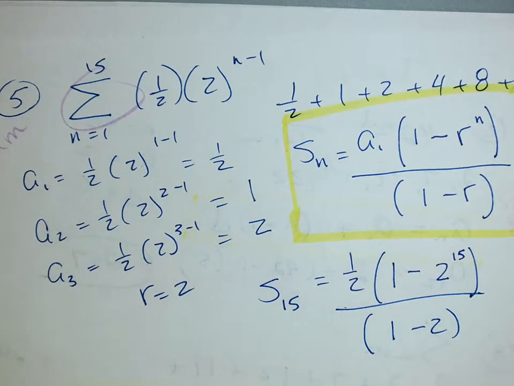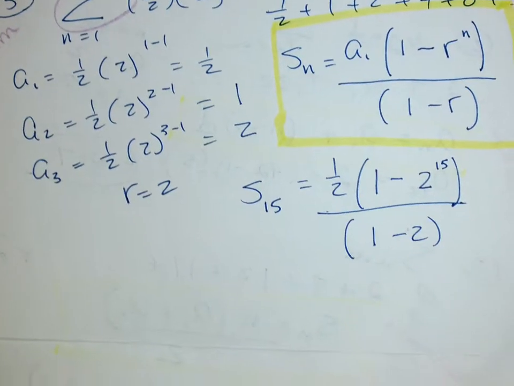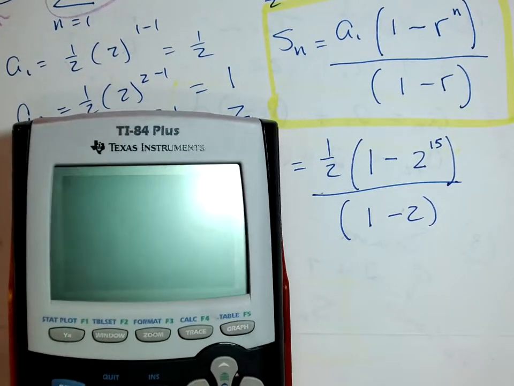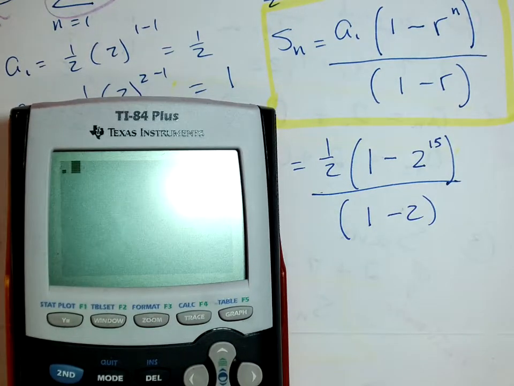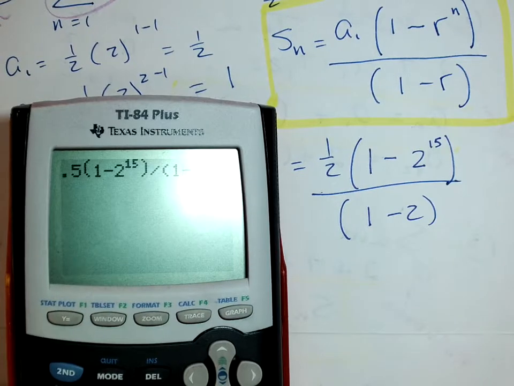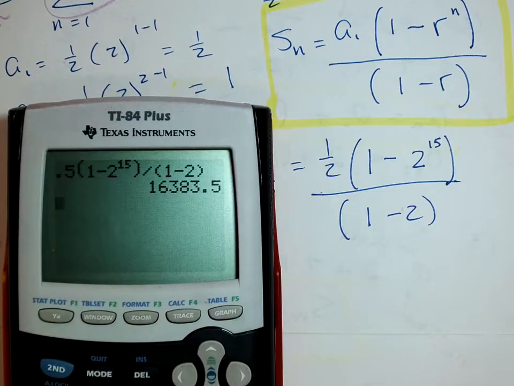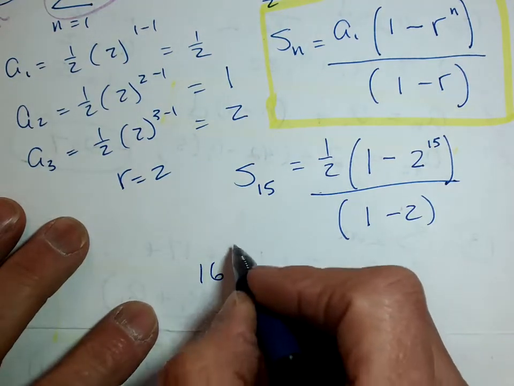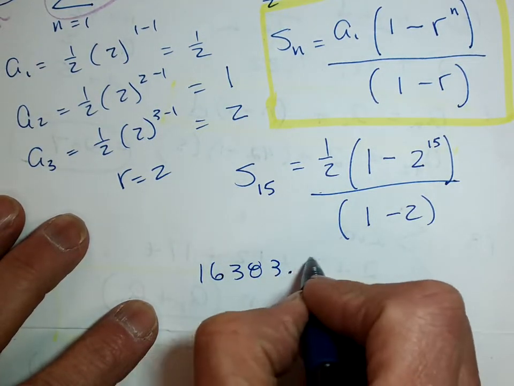And I'll let you catch up. I'm just plugging the numbers into the formula. That's all I'm doing. And I'm going to use my calculator as soon as you're ready, okay? I'll wait for you. All right, so I'm going to go 0.5 for 1/2, times parentheses 1 minus 2 to the 15th power. Don't forget your parentheses, right? Divided by parentheses 1 minus 2. 16,383.5 is the sum.